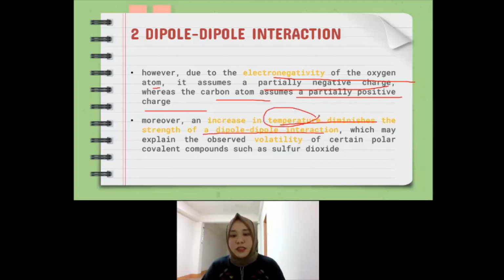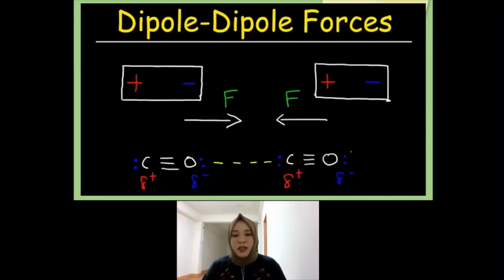So temperature is a big factor in intermolecular forces of attraction, which may explain the observed volatility of certain polar covalent compounds such as sulfur dioxide. So class, when you say volatility, it's the tendency of a compound to more easily diffuse in air, or in other words, to be more easily converted into vapor. Okay, so that's volatility. Okay, so we have an illustration here.